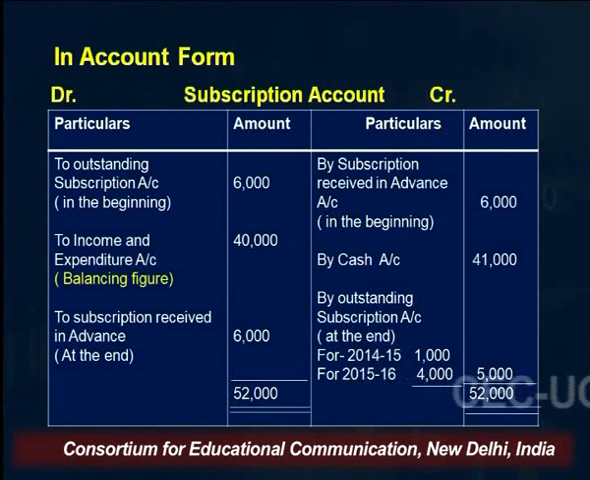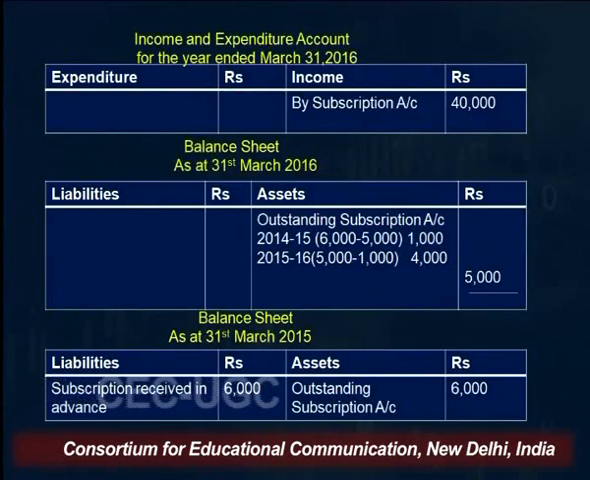In a nutshell, the simple way to calculate the subscription is: take the total subscription which is received, as given in the receipt and payment account. You have to add all those amounts of subscription which are related to the current year, and you have to deduct all those items which are not related to the current year. The amount arrived at will be shown on the credit side of the income and expenditure account of the current year. It will be shown on the credit side as subscription.